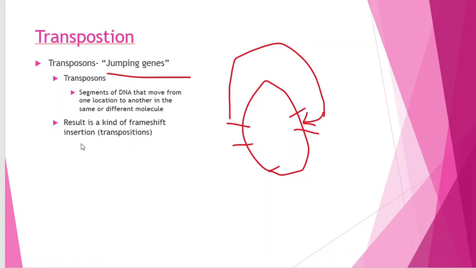This can cause a frame shift because obviously if we insert new DNA there, we're going to interrupt the sequence of nucleotides and can cause all kinds of unexpected and potentially lethal for us mutations in bacteria.